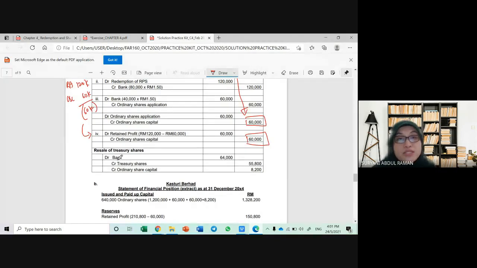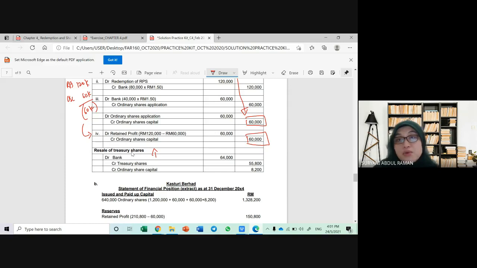Remember when you sell the shares, you will get the money. So that is why you debit the bank. So you will receive money. The question is how much? The amount is referring to the question, 64,000. So the original cost of the treasury shares is 55,800, meaning you have to credit it back, because in the previous time you debited the account.